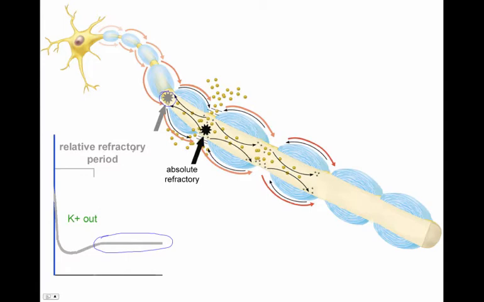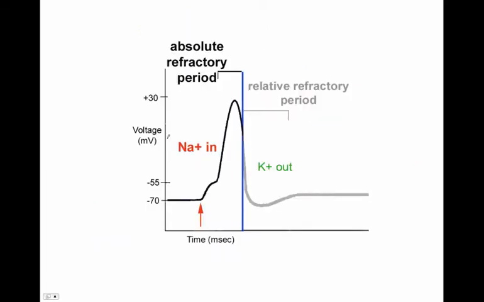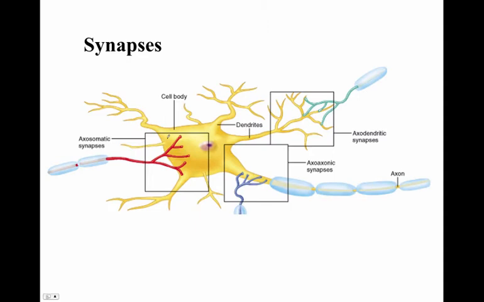But it is possible to fire an action potential within the relative refractory period. Absolute refractory period, no action potential. Relative refractory period, if we need to, we can fire an action potential. Synapses then are these connection points where we have communication between neurons.